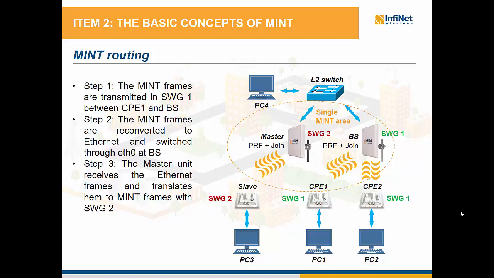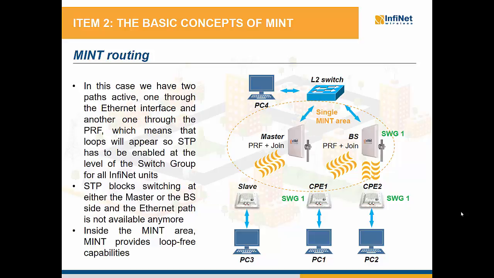So the MINT frames are transmitted in switch group 1 between CPE1 and the base station. Then the MINT frames are reconverted into Ethernet frames, so they leave our extended MINT area. They are switched through the Ethernet interface at the base station. The master unit receives the Ethernet frames and converts them to MINT frames with switch group 2 this time. So the communication between PC1 and PC3 and vice versa works, but through the Ethernet area and not entirely through our extended MINT area. Let's now see what happens if we configure the same switch group on all units.